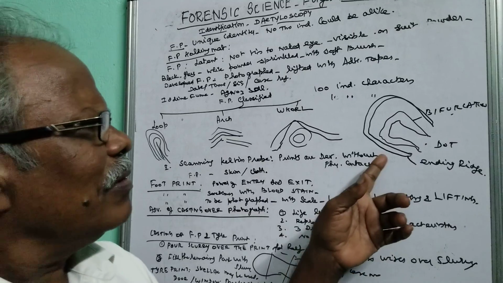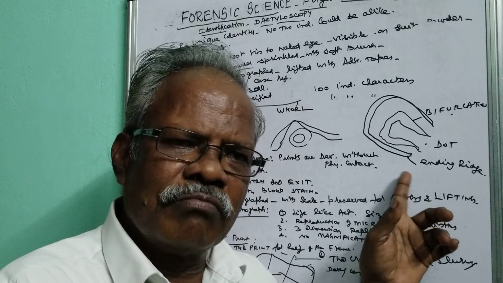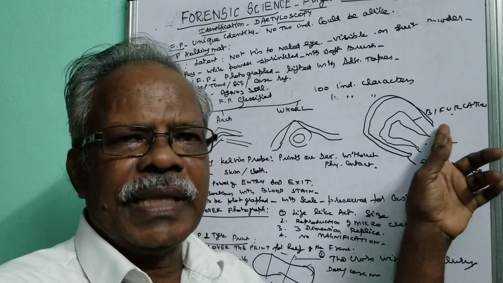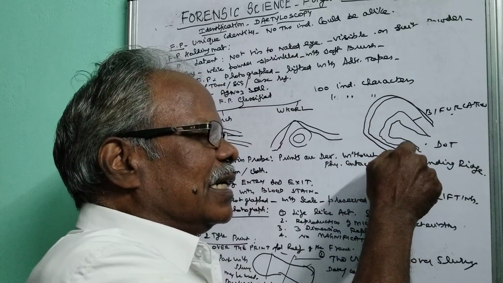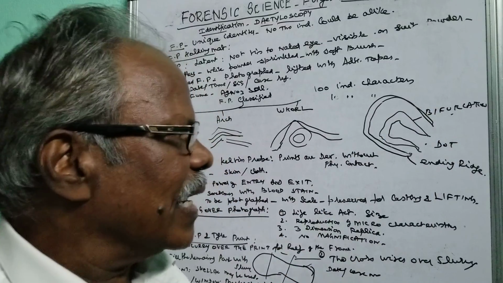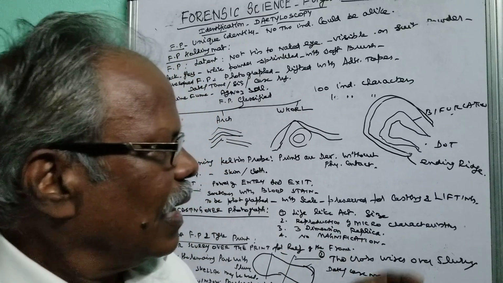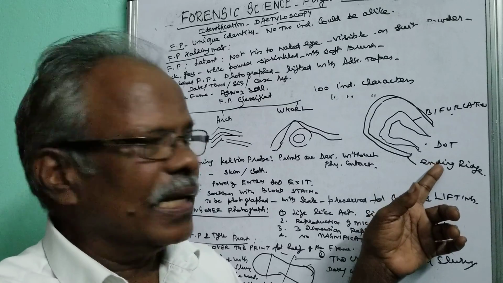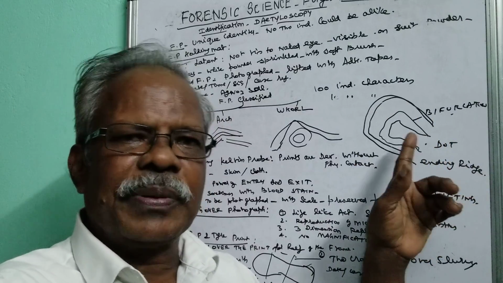Then some of the interesting characters found in the fingerprints: bifurcation will be there. It starts as a single, then it ends in a double, and then it ends at the other end. That is called bifurcation. In some places, a dot also can be seen, and the bifurcation will end in an ending ridge. So these are some character features of the fingerprints.